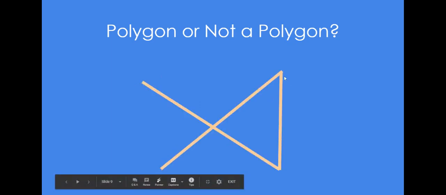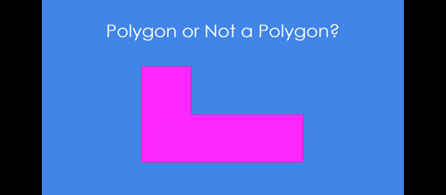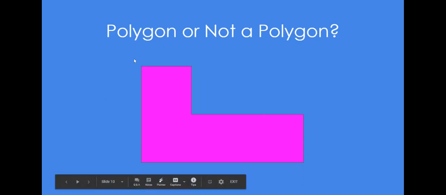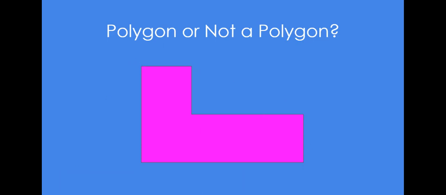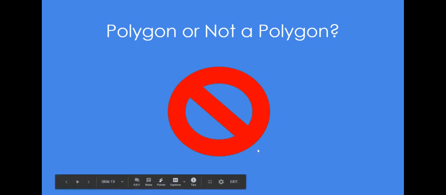Same with this one. All of those lines are straight, but if I were to start on one line and trace it around, I don't end up where I started, and the lines right here cross. This one is a polygon. If I were to start here, I could go all the way around and it would connect, and all the lines are straight, and it is a closed figure. This one is not a polygon. This one is not a polygon either. Those lines are not all straight.